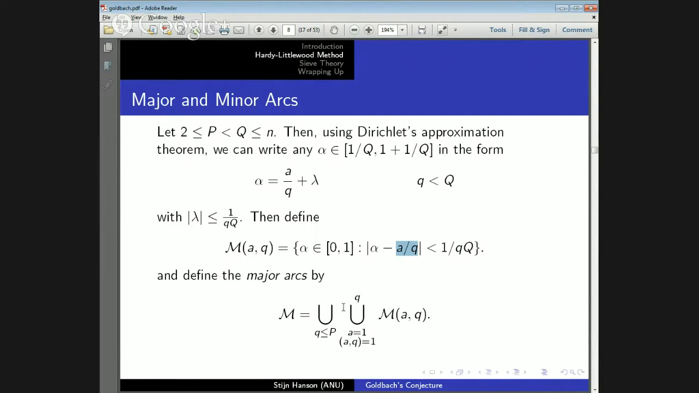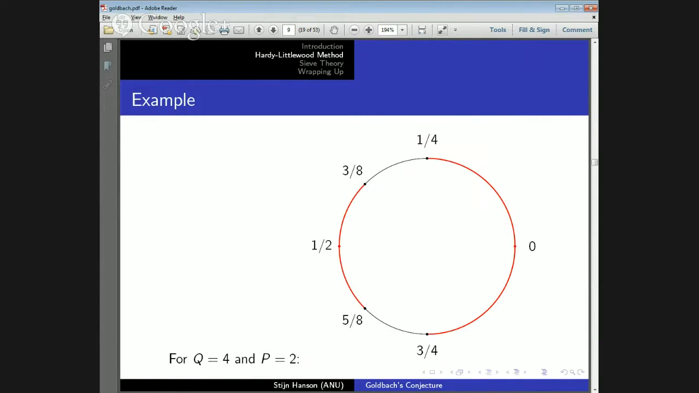We're taking small denominators. Okay? And the minor arcs are everything but the major arcs. Yeah, again, a nice touch of originality.